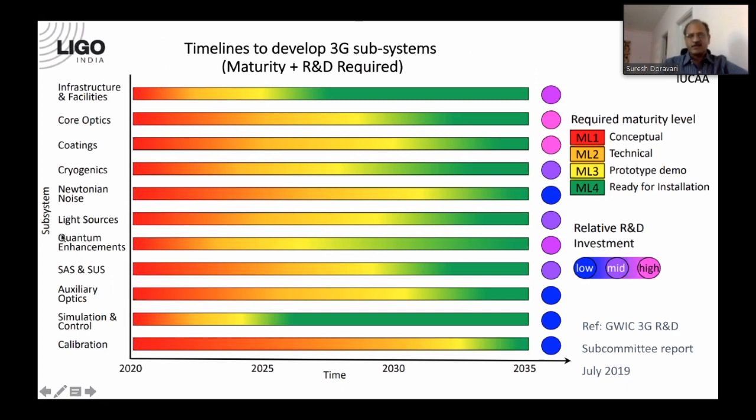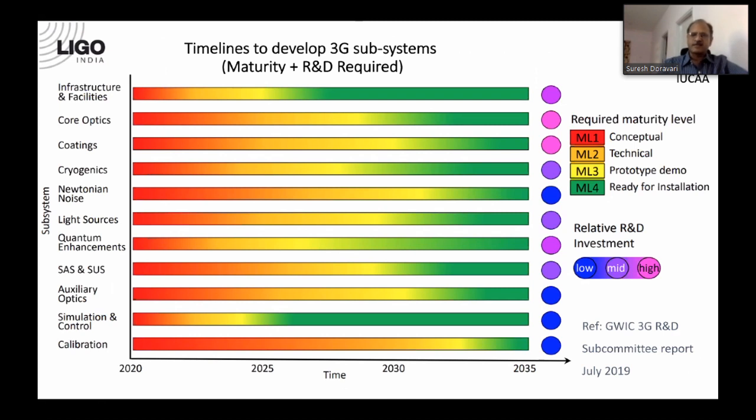And the maturity of these various subsystems is different at different stages. So if you take something like infrastructure and facilities, we have a pretty good knowledge of it. So by 2025, we expect to have a good idea of what the Voyager and Cosmic Explorer need. But if you take something like Newtonian noise, we really don't know how to handle that yet. So there are certain technologies which are at a certain level of maturity.